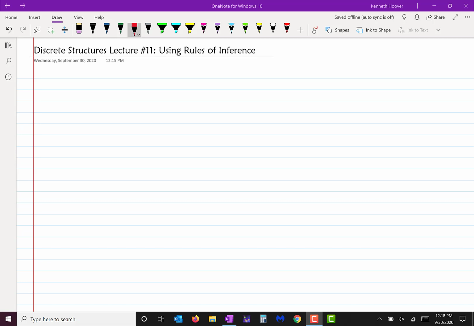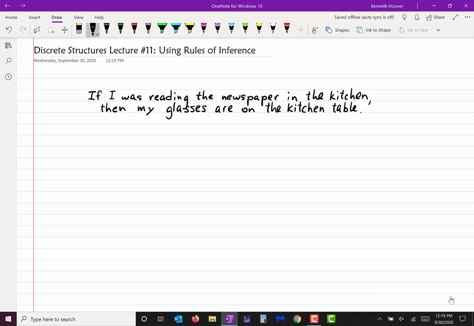We are going to figure out where you left your glasses this morning. And we're going to figure it out using those rules of inference. I'm going to write down 5 facts that we're going to use to find your glasses. Number 1, if I was reading the newspaper in the kitchen, then my glasses are on the kitchen table.